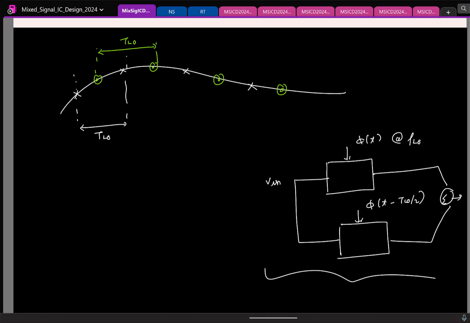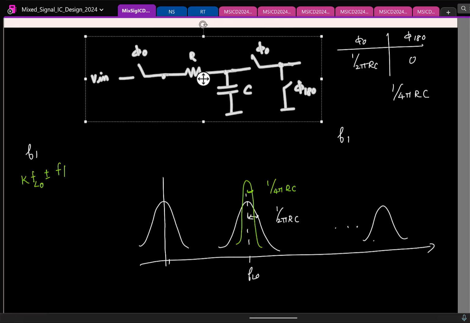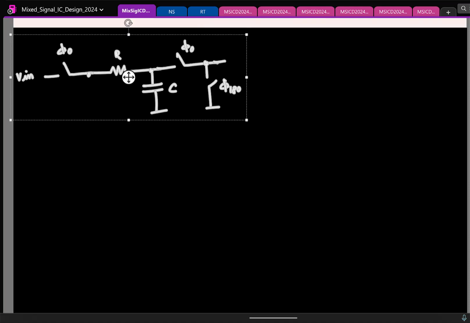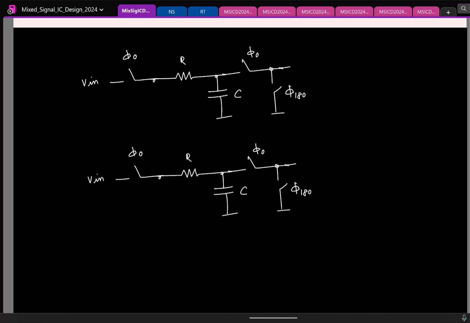Designing circuits at high frequencies is tricky. So now we'll try to do the same thing. I'll make a copy of this. The clocks to the second circuit should be delayed by 180 degrees, shifting it by TLO by 2. TLO corresponds to 360 degree phase, TLO by 2 is 180 degree. So this will become 180, and this will become 0.